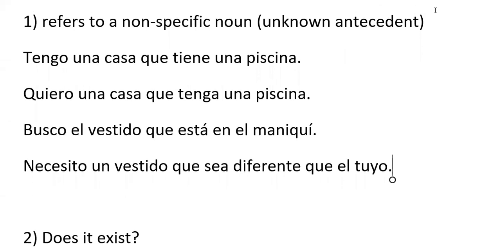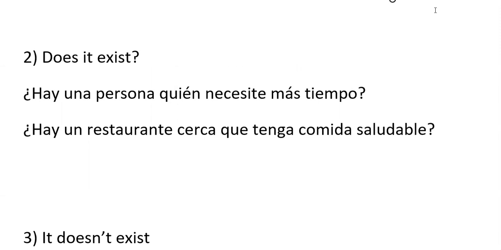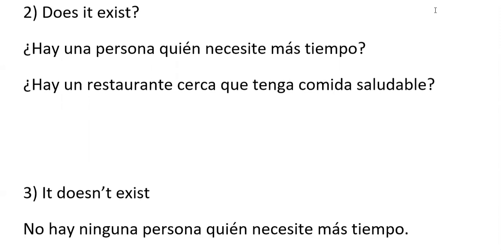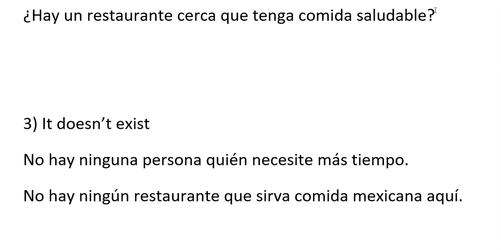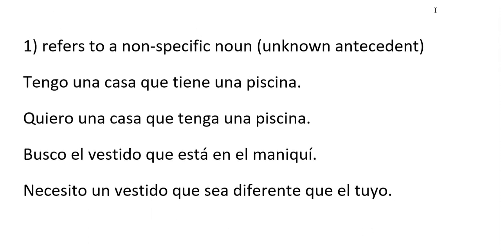So first one is referring to a non-specific noun, when you're describing something that we're not talking about a specific noun for. Or as we pretentiously call it, an unknown antecedent. Now, this is the one that we're going to spend the most time on. We'll get back to it in just a moment. Second use, we're just asking whether or not something exists. Does it exist? Again, I'll go over this in a little bit. And then plain old, it doesn't exist. These are all instances when you would use the subjunctive in an adjective clause.